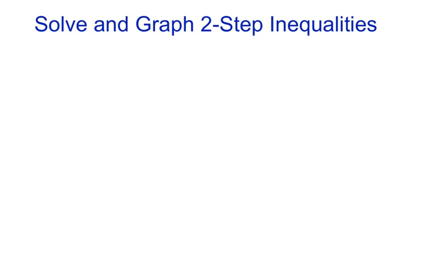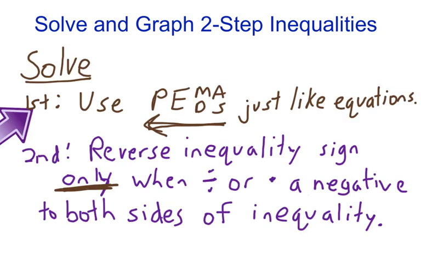Alright, we're going to learn how to solve and graph two-step inequalities. First, let's take a look at solving them. We have two steps. Our first one is to use PEMDAS in reverse, just like we would do with equations. So that means we'll add and subtract first, and then we'll multiply and divide. And in most inequalities, those are your only two steps.